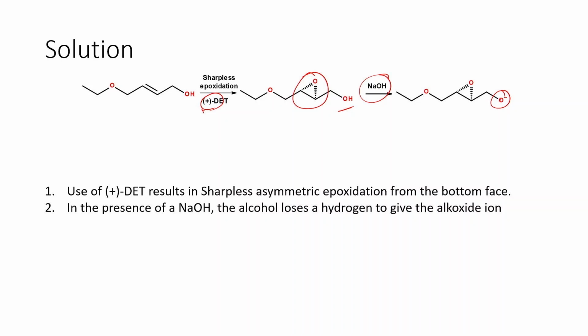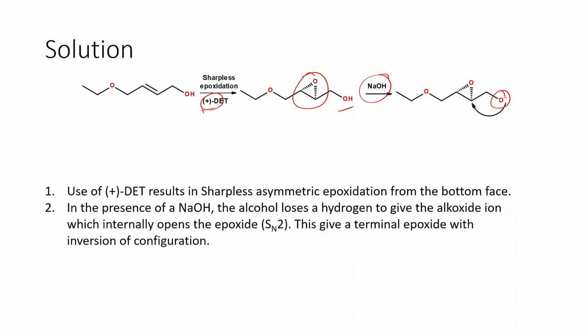So you have an oxide anion and there is an electrophilic site which can be easily opened by the nucleophilic anion. So what will happen? This internally attacks the epoxide, and one of the epoxides opens up, leading to the formation of another epoxide.